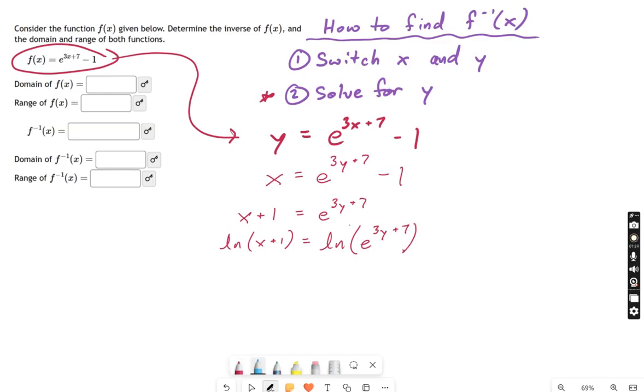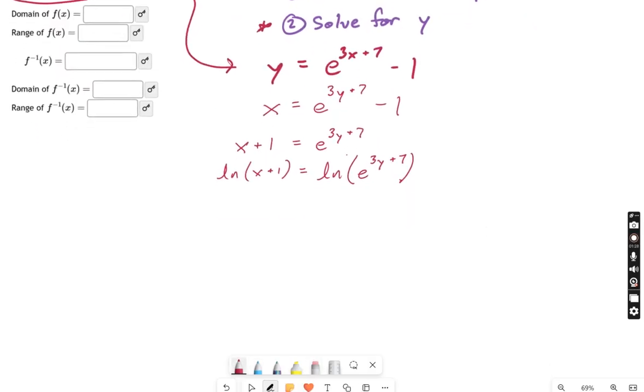A lot of people are just used to saying, hey, natural log of e, it cancels out. But let's take a moment and go over that step in a little more detail, just so we're all on the same page. You have natural log of x plus 1, and that's equal to, using the power rule, we take that exponent and bring it down in front. That's how the power rule of logarithms works. So we do 3y plus 7, that's my exponent, and what's left over is natural log of e, which is equal to 1, so it cancels out.